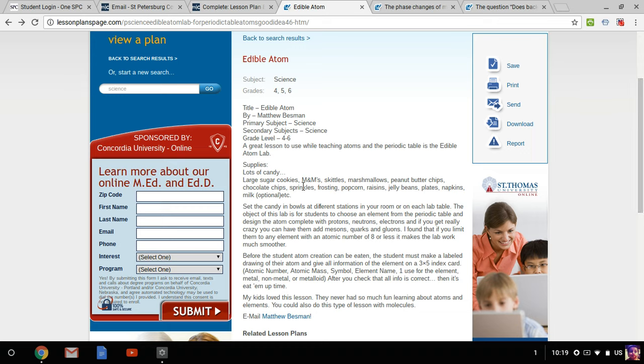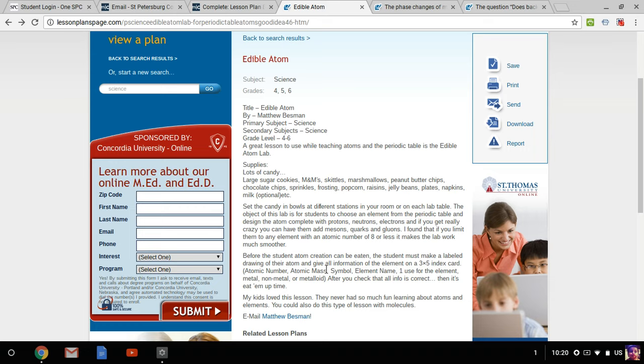As you can see here, it includes large sugar cookies, M&Ms, Skittles, marshmallows, peanut butter cups, etc. All these great things that kids love. So pretty much what they have to do is they'll have to be in a table, and the objective is to create an element in the periodic table and design it with its protons, neutrons, and electrons. And so pretty much they have to do that in order for them to eat it. So that's the objective. If they want to eat what they made, they have to do it right.